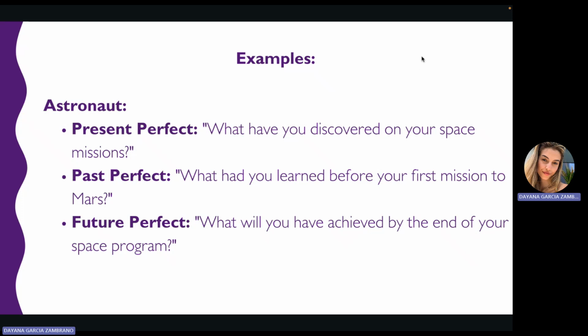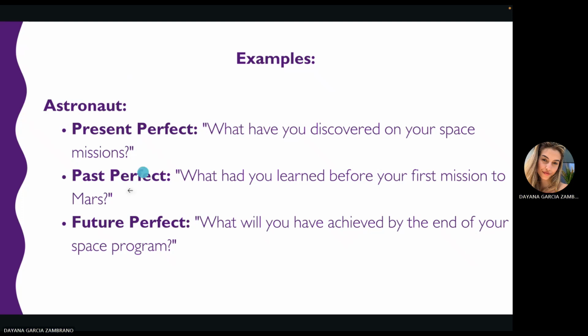So let's say that student A is an astronaut. Student B is going to ask the first question: what have you discovered on your space mission? Student A needs to answer using, of course, present perfect. Then comes question number 2: what had you learned before your first mission to Mars? That is using past perfect, and it means that student A needs to answer using past perfect.